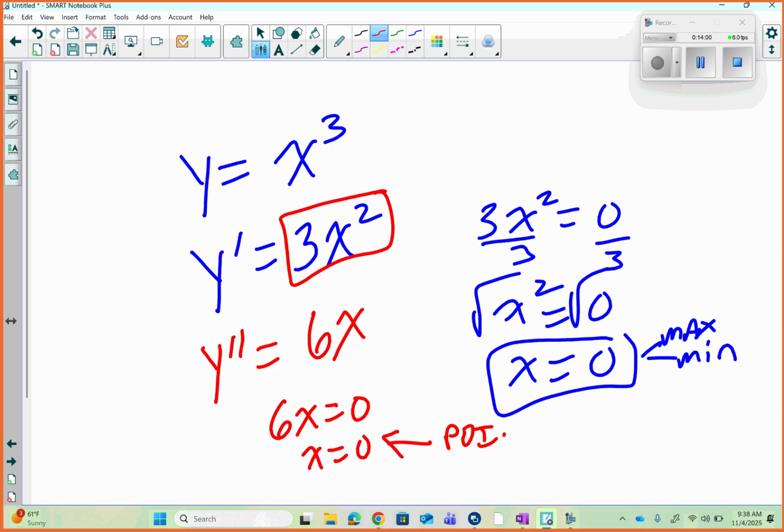And it doesn't necessarily translate as nicely with such a basic parent function of x to the third, but this is how the second derivative works. So there's two things that basically happen here. We have a max or min, and then we have a point of inflection, all of the same thing.